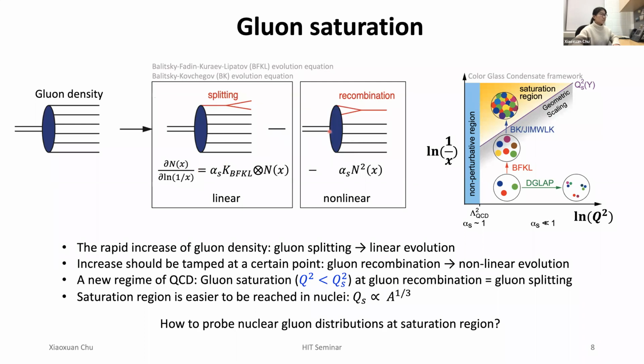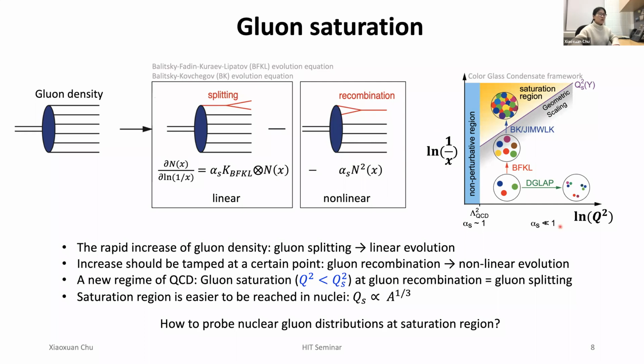And this slowdown of the growth of the gluon density can be explained by gluon recombination. So two gluons can recombine into one, and this process is proportional to n squared. This is where the nonlinear gluon dynamics comes from. And by adding this nonlinear gluon dynamics term, the resulting equation is the so-called BK evolution equation.